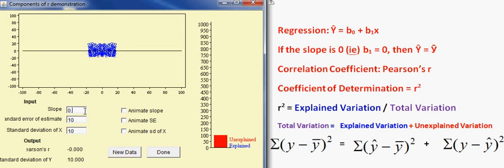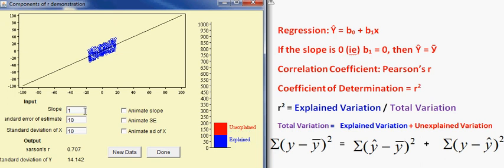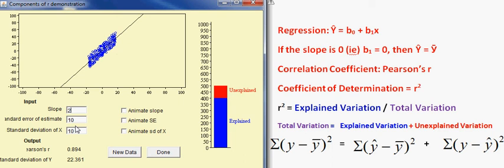So now let's make the slope 1. Then you see that the Pearson's R is 0.7. And when you square that, that's 49%. So almost half the variation is explained by x. The other half is not explained. So unexplained variation is 100 units. You can see here, explained is 100. Okay, so remember these numbers. Remember the 0.707.